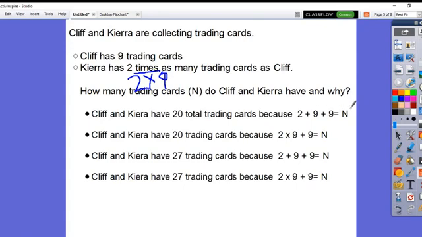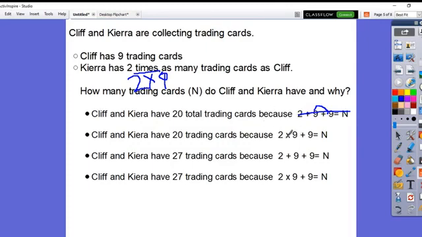Well, let's see if this is correct. We know that Kiara does have 2 times as many. Well, that's 9 plus 9, the same as 2 times 9, so that part is correct. But it says that Cliff had 2. Cliff did not have 2. Cliff had 9, so this is incorrect. Let's go to the next one. Cliff and Kiara have 20 trading cards because 2 times 9 plus 9 equals N.